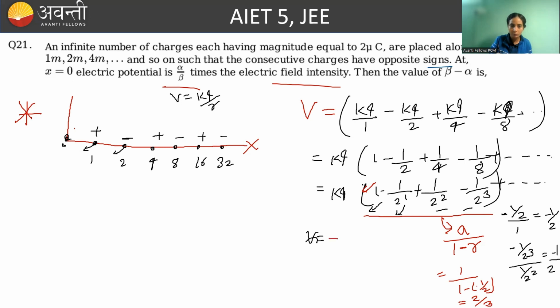So potential is equal to how much? KQ into 2 by 3. So 2 KQ by 3. This is potential. Okay. Now, while calculating electric field, we need to be a bit more careful.